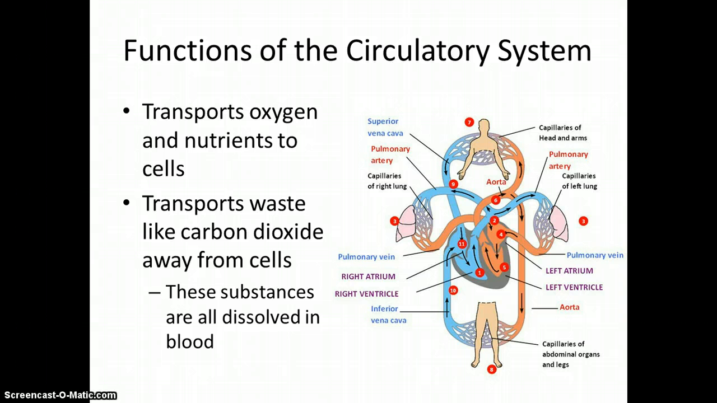All of these substances are solutes dissolved in the blood. They will each move in and out of cells and the bloodstream from high concentration to low concentration. The circulatory system includes not only tiny capillaries, but larger blood vessels called veins and arteries, and the heart, which pumps blood around.